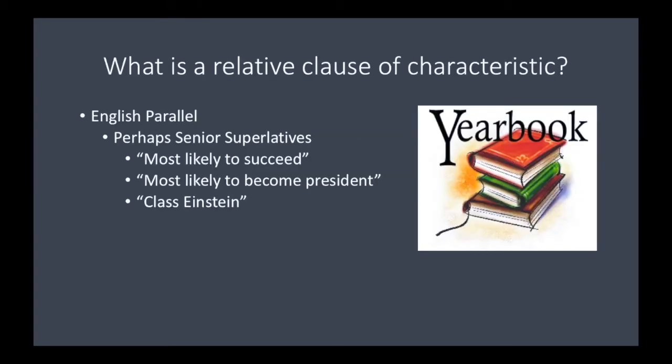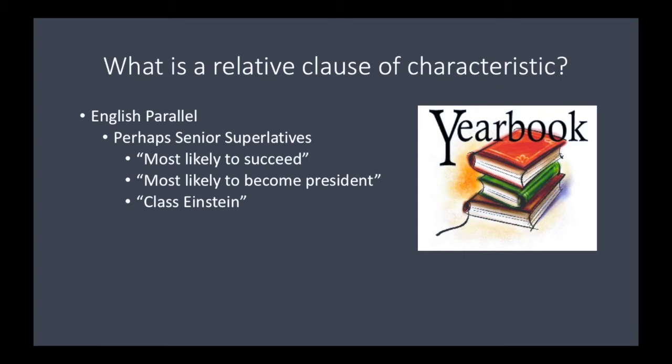Each year, yearbooks label students of each graduating class as most likely to succeed, or most likely to become president, or even class Einstein. Of course, these superlatives are not actually guarantees that this person will have success or become president, or even that this is the smartest person in the class. They say that this person is the sort of person we would expect to become president, or the sort of person who seems very smart.